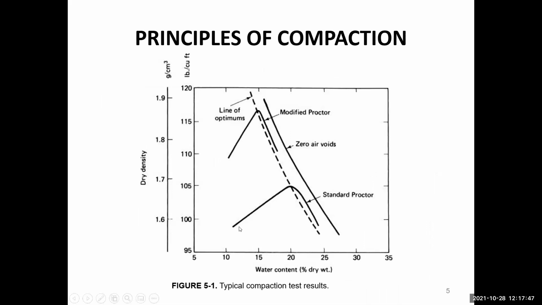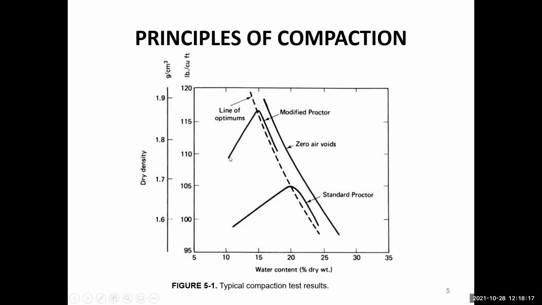So for example, for the standard Proctor test, we see that when the moisture content is increased, we also get an increase of the density. Until, after we reach the maximum density, a further increase in the moisture content will not further increase the density of the soil. So we will get a curve of this shape for the standard Proctor test.